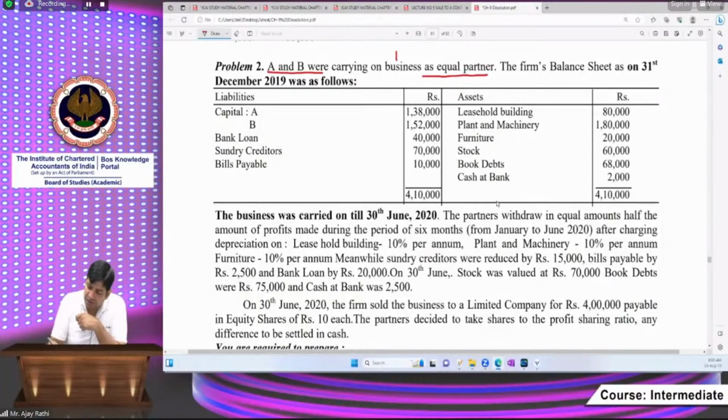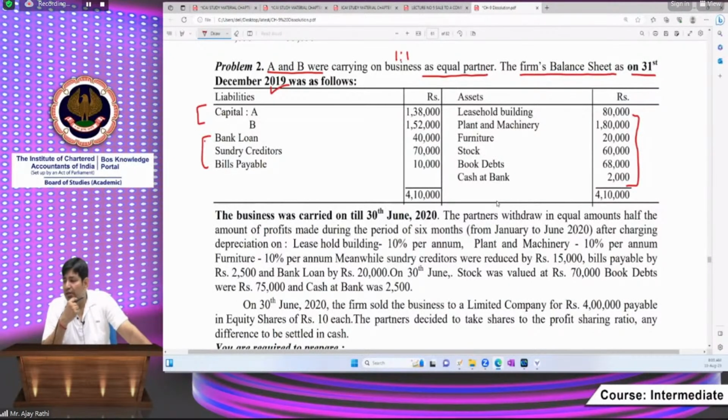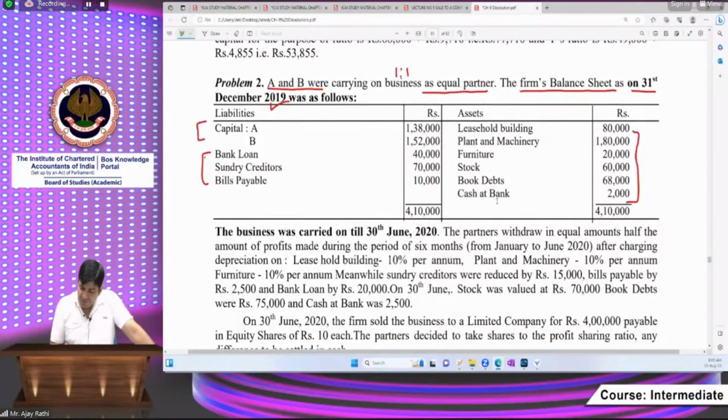It means the ratio was 1:1. The firm's balance sheet as on 31st December 2019 is there. In the balance sheet, you are finding leasehold building, plant and machinery. It means all the assets are there and liabilities are also there and the capital balances are also there. Now, what is the question saying? The question is saying that business was carried on till the 30th June. Beta, the balance sheet has been given for which date? 31st December 2019.